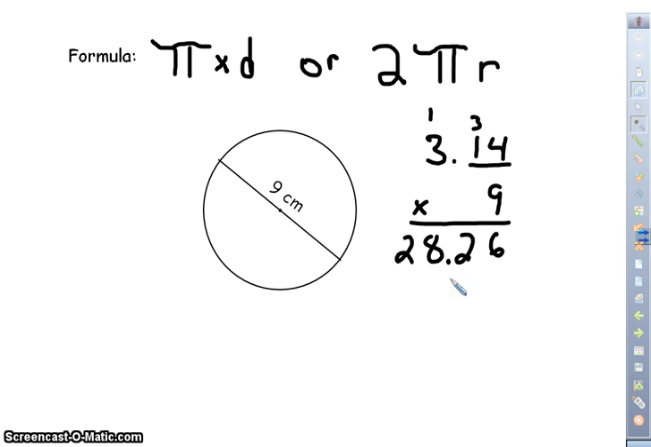answer. Now, make certain that you label this. You must have units of measurement to be correct, and it is centimeters, and it is not finding the area, and it is not finding the volume, so it is simply a distance around a circle, therefore it is just centimeters.